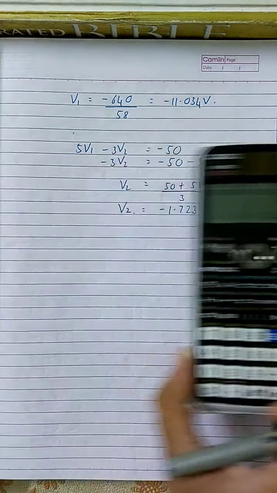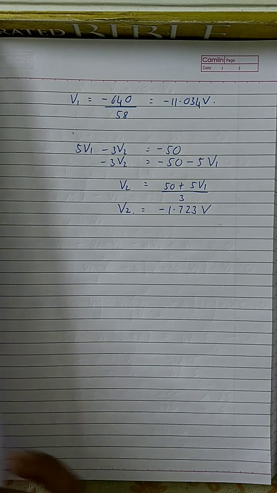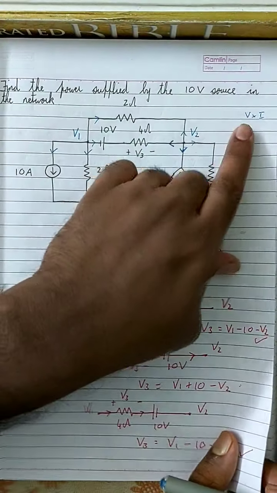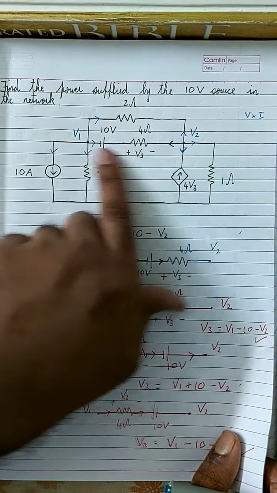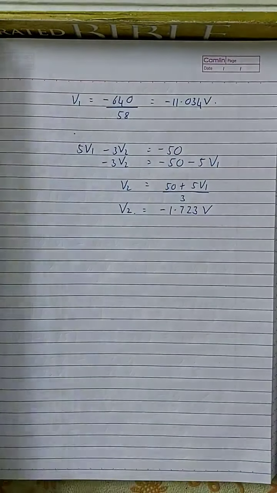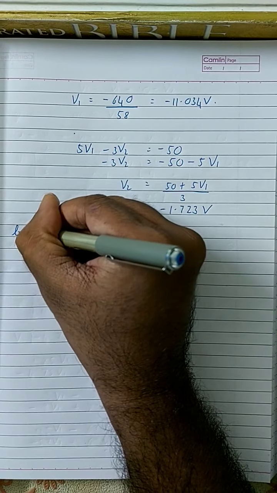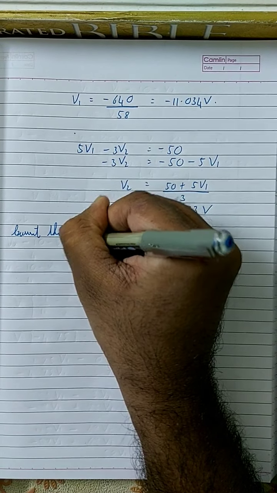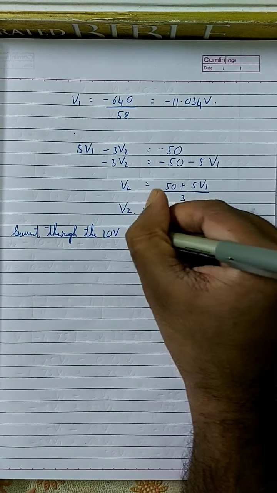Okay, so what I need to find is the power through this branch, right? If you need to find the power, you need both the voltage and the current. Voltage, I know it is 10 volt. Now what is the current? So I just need to find the current through the 10 volt source.